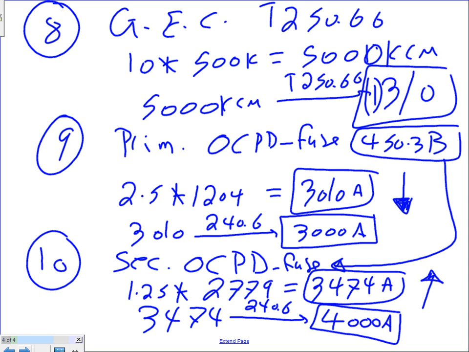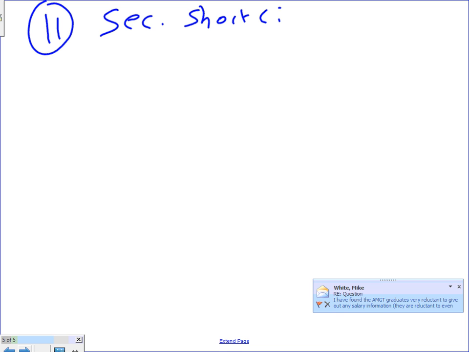Okay, the last one is 11, guys, when you have a chance, where the short circuit and the impedance come in. Let me know when you're ready. Good. 75 degrees, good. Okay. 11 is the secondary short circuit.